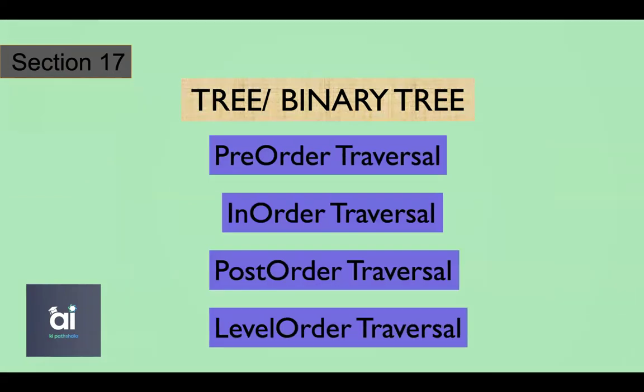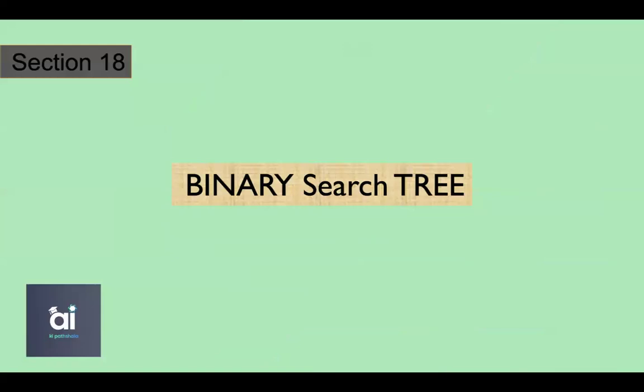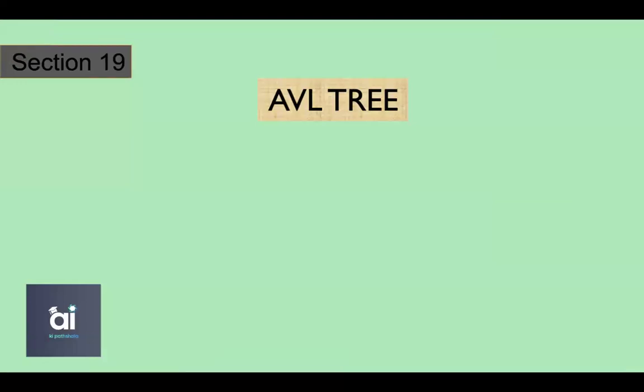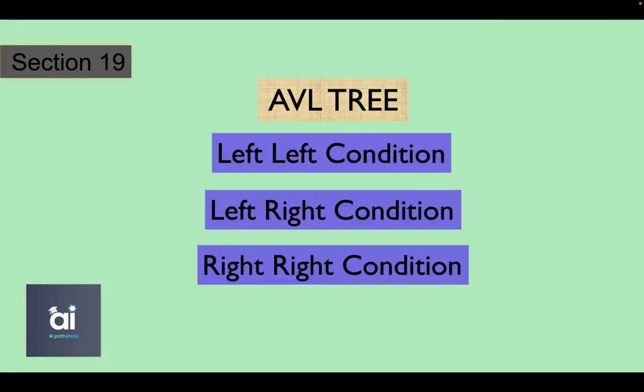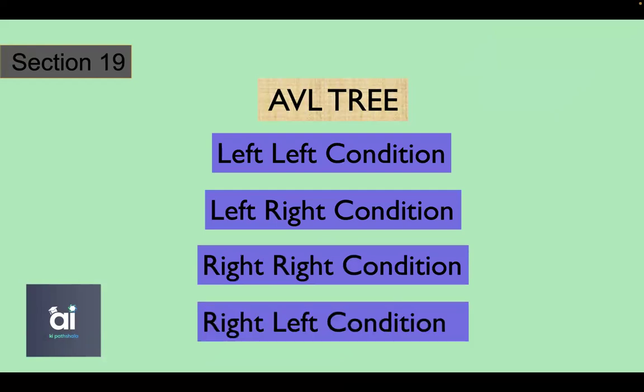And then from here, we continue to do binary search tree and then AVL tree. In AVL tree, we have covered important concepts like left-left condition, left-right condition, right-right condition, and right-left condition. And we have implemented these conditions in inserting or deleting a node in AVL trees.